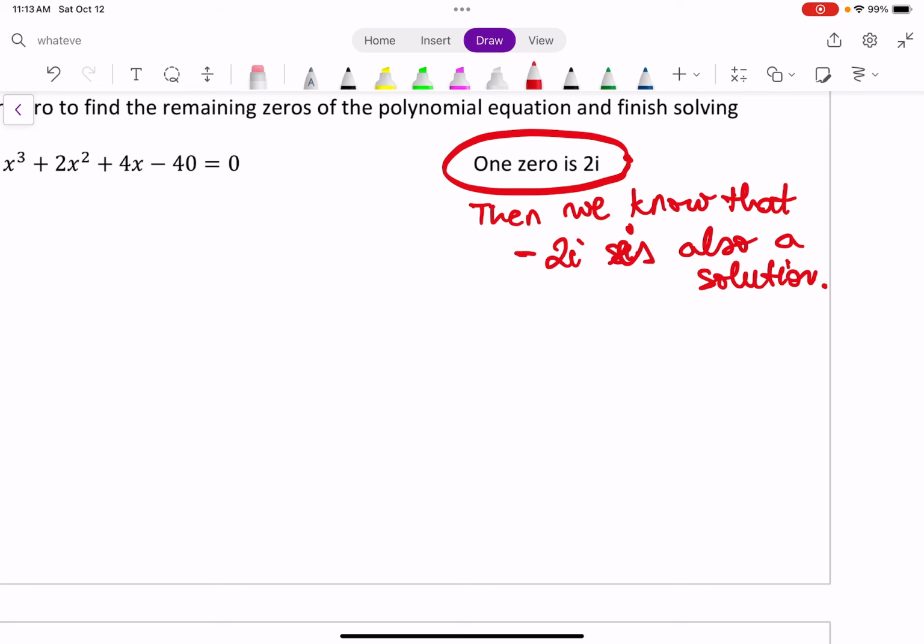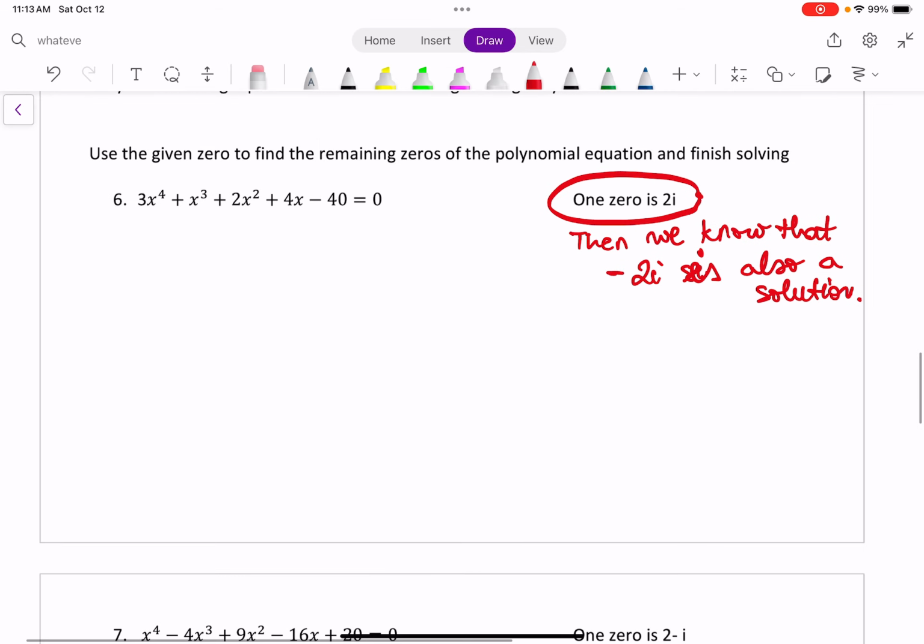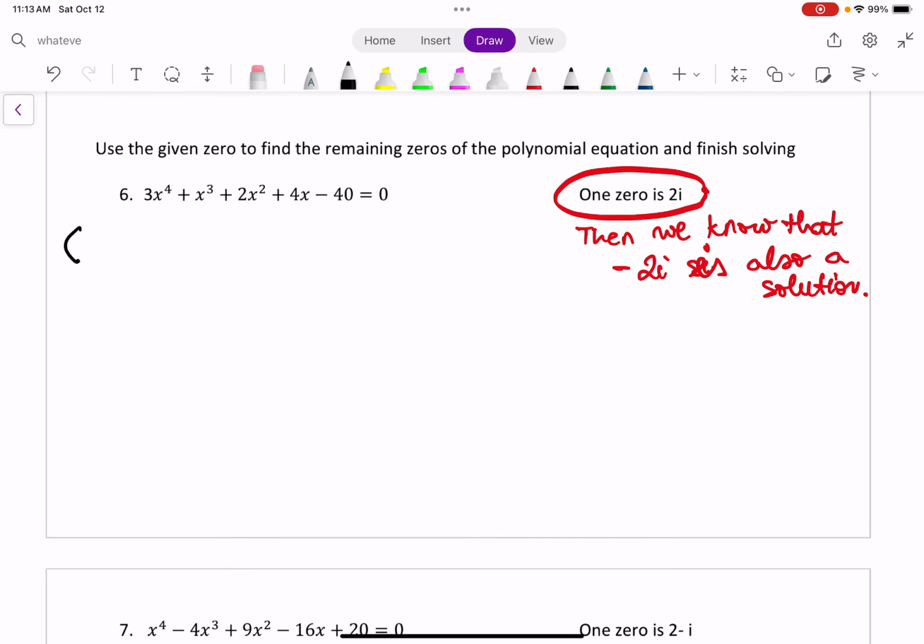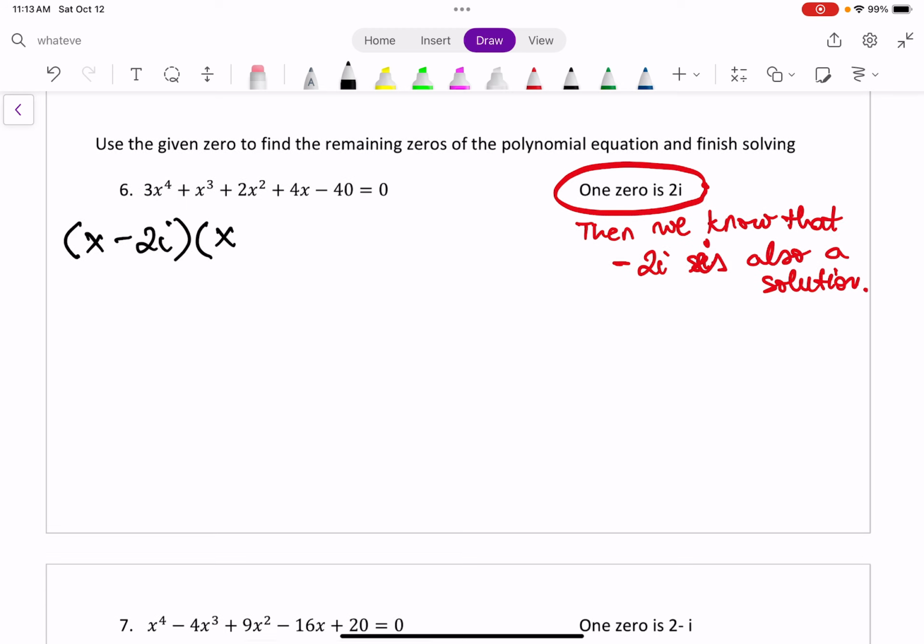All right. So remember what we said. If, let's say, a number k, so 2, is a solution, then x minus that number is a factor. So I'm using the factor theorem. So I know 2i is a zero, so x minus 2i is a factor. And then negative 2i is a zero, so x plus 2i is a factor. So those are going to be two factors for this polynomial equation.